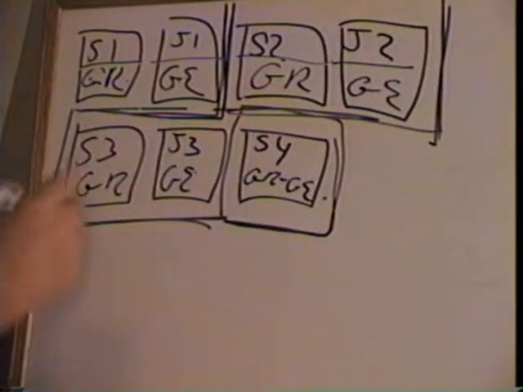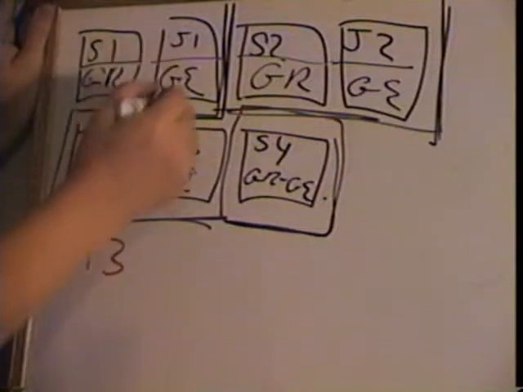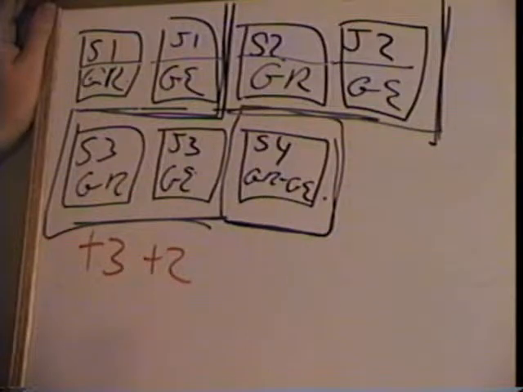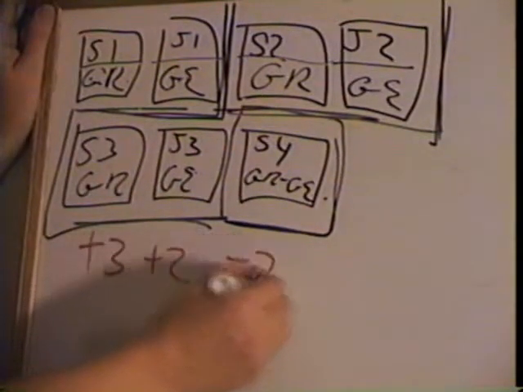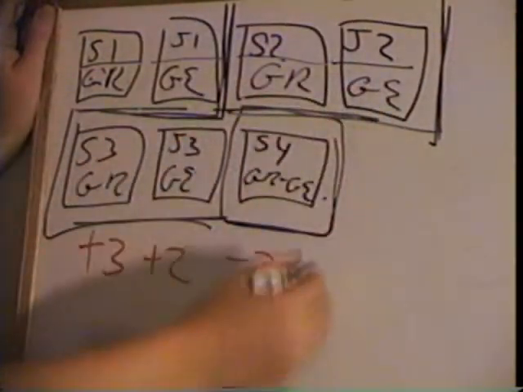You could say first, greed is +3. Hey, it's great to be greedy. And then, generosity is a +2. It's actually kind of good to be generous, too. Then greed is a -2 here. And generosity in Journey 2, that's a +1.